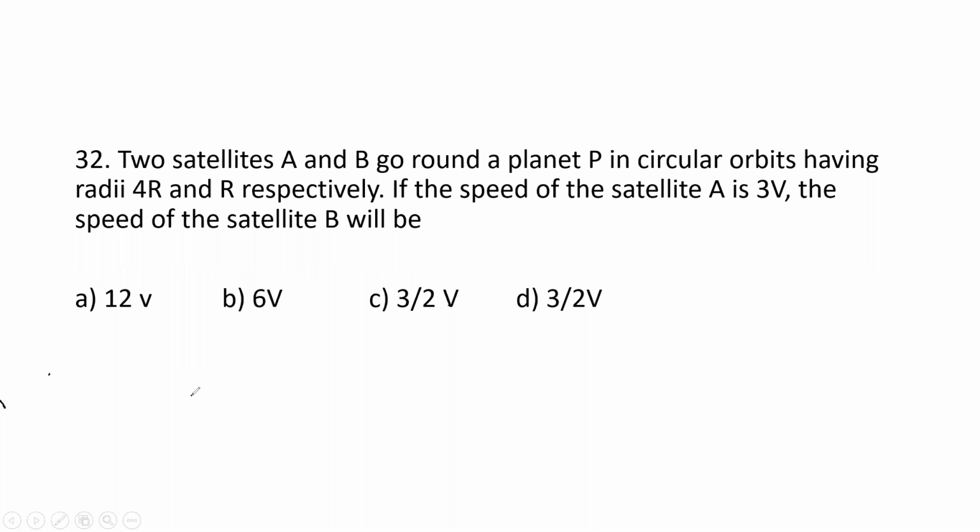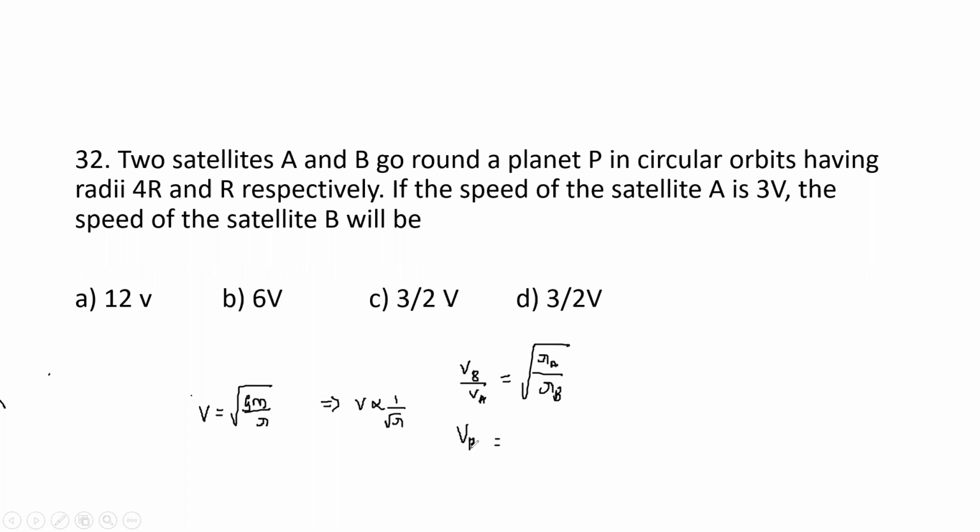The orbital velocity of a satellite is given by v equal to root of GM divided by r. So we can write v is inversely proportional to 1 by root r. Here they have specified A and B and asked for B, therefore I'll take VB divided by VA equal to root of RA divided by RB, because they are inversely proportional.